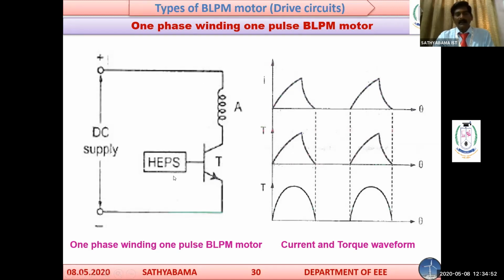Thus, this Hall effect position sensor gives the signal to the base of the drive so that this transistor is turned on or turned off. And this waveform shows the current and the torque waveform when the switches are turned on and turned off.